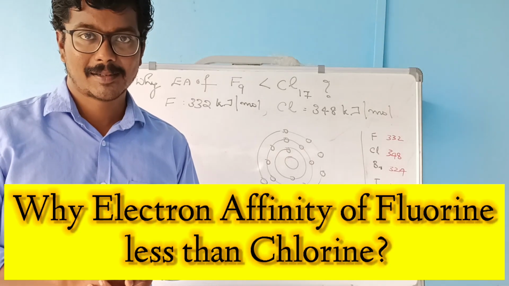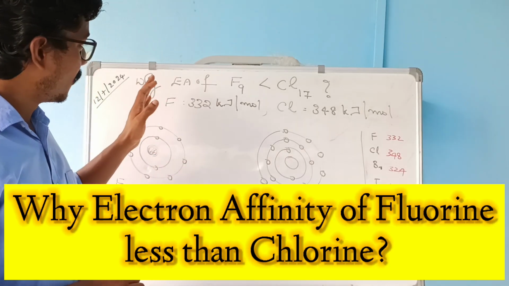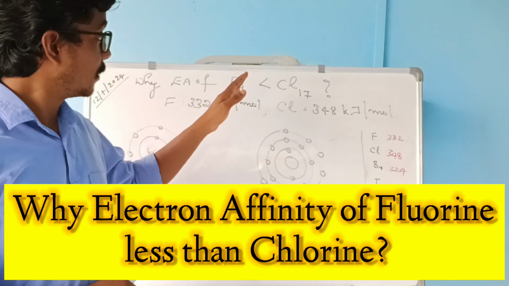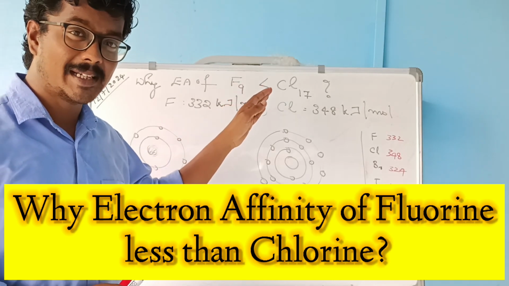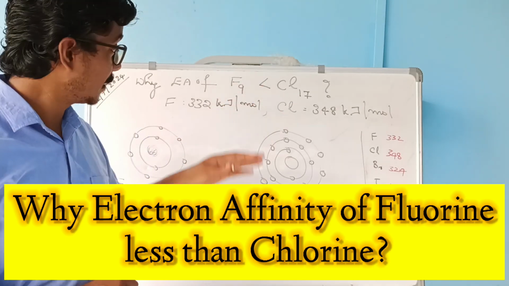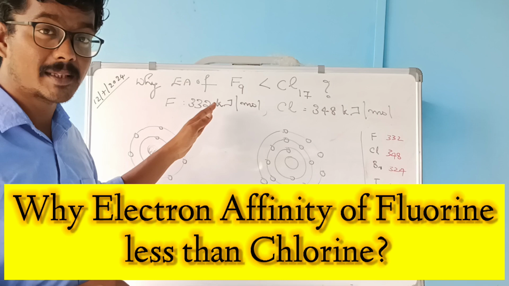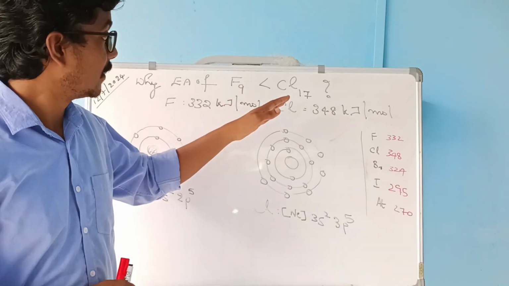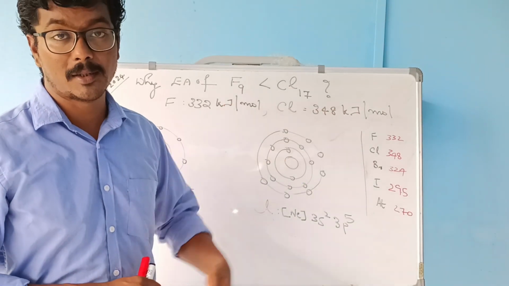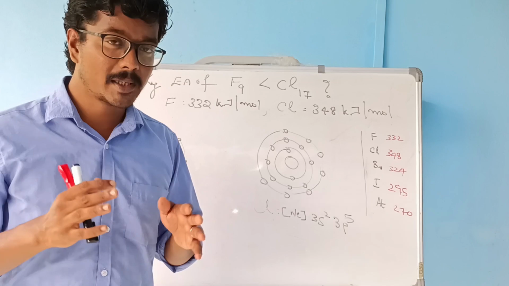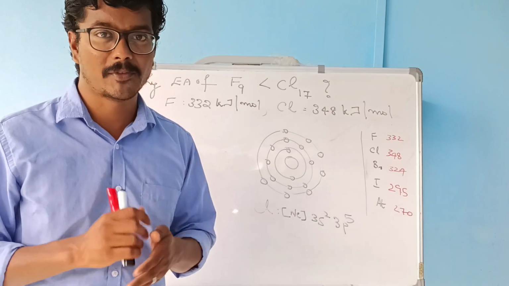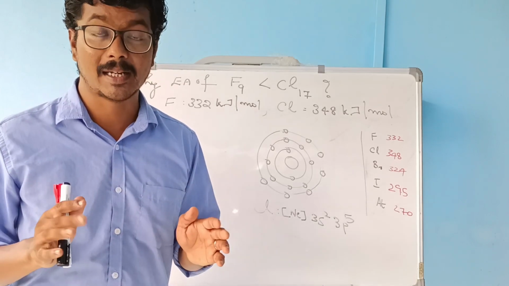Let's discuss one question here. Why is the electron affinity of fluorine atom lower than that of chlorine? You all know that fluorine possesses 332 kilojoule per mole, whereas chlorine possesses 348 kilojoule per mole. You know, fluorine is expected to be the highest electron affinity element among all other elements in the periodic table.